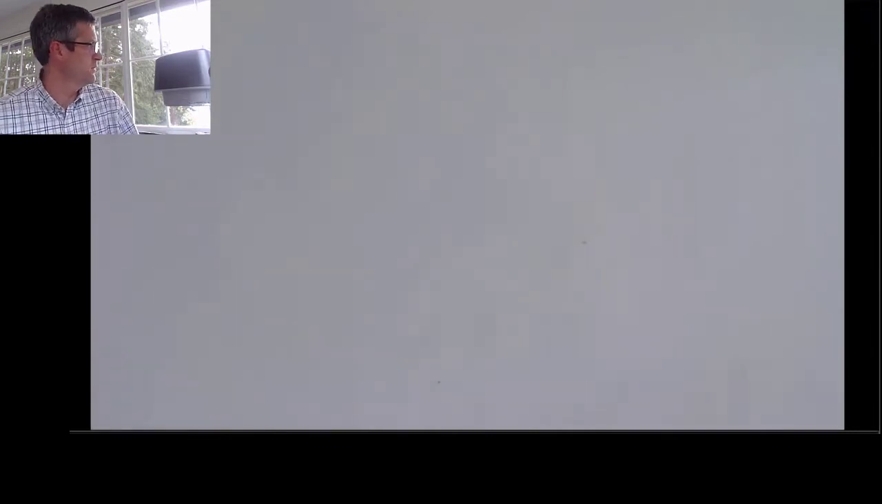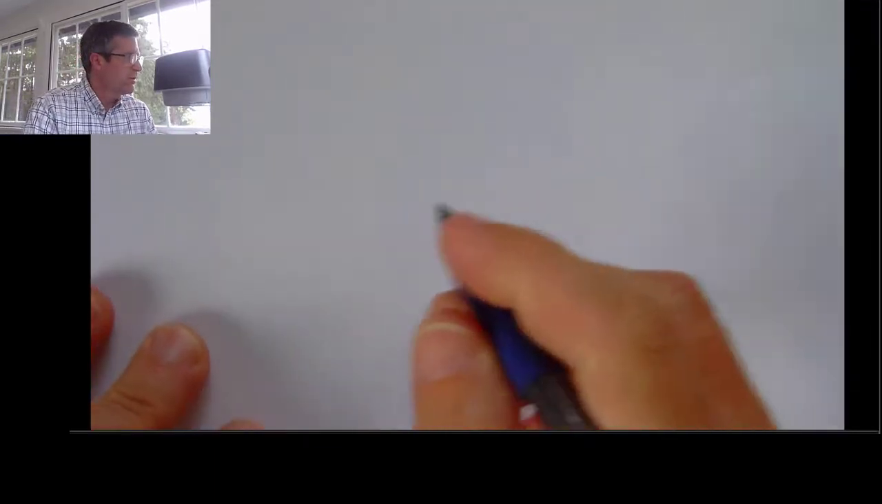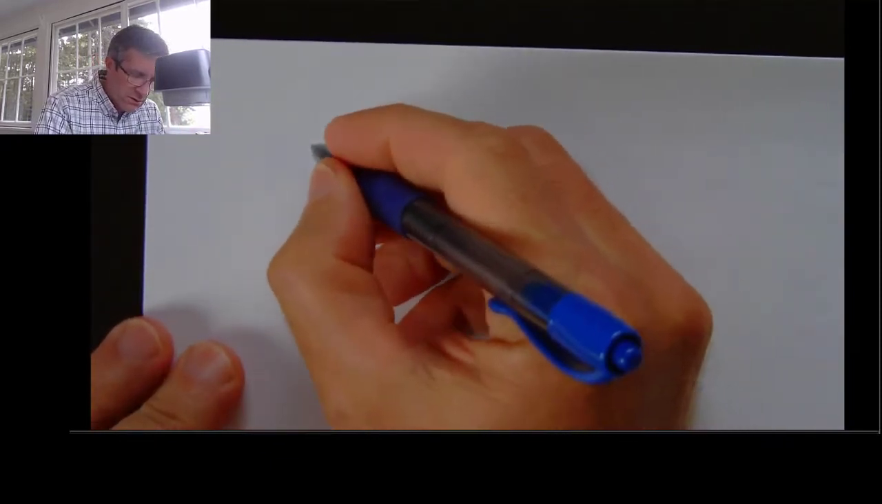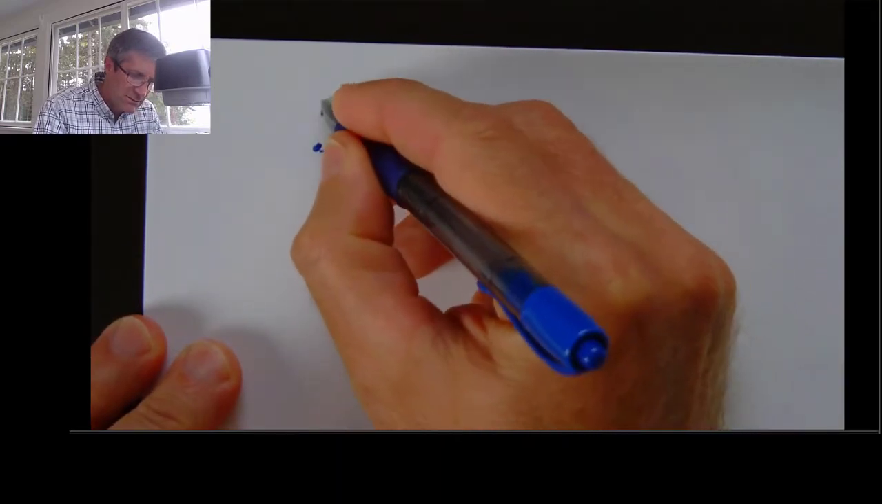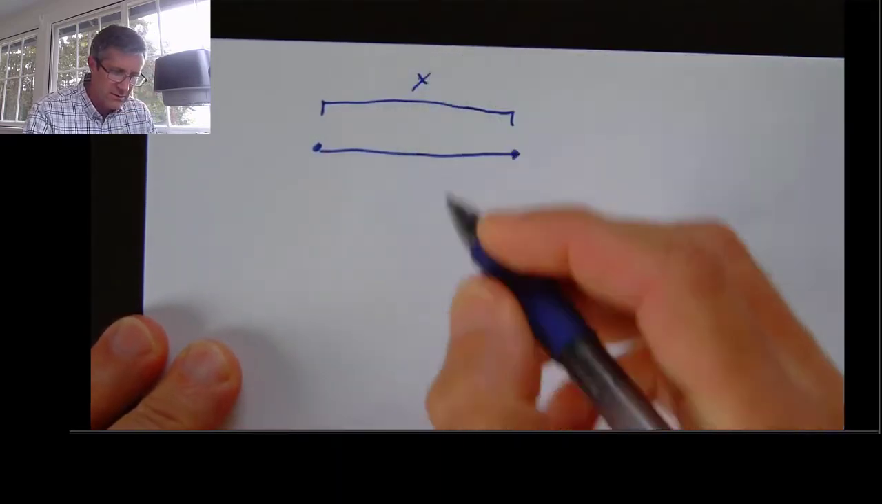It says a car is moving along a straight line from point A to point B. So let me draw a diagram, figure out what we're doing. Here's point A, here's point B. It's moving in a straight line. It's going to be some distance between these two. I'll call this, I don't know, X. Why not?